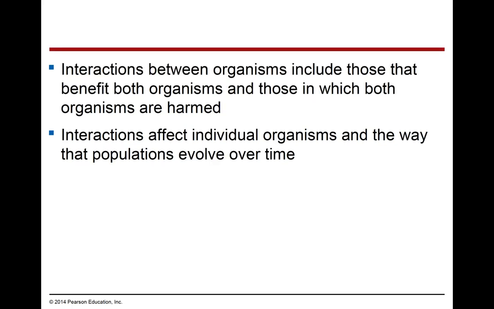So interactions between organisms include those that benefit both organisms and those in which both organisms are harmed. Typically there are three different types of relationships that we study. We study parasitism, which is when you have a parasite, so one is benefiting, the other is being harmed. We have mutualism, where both organisms are benefiting.